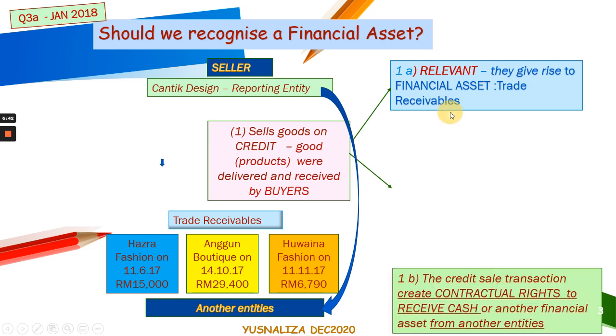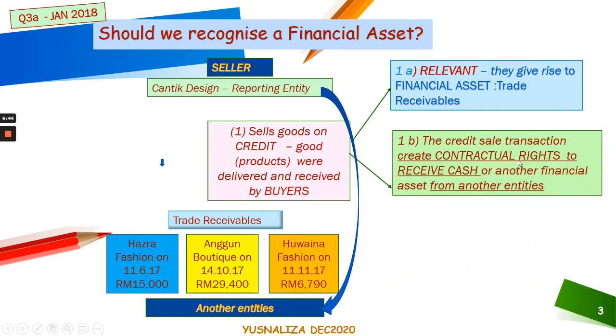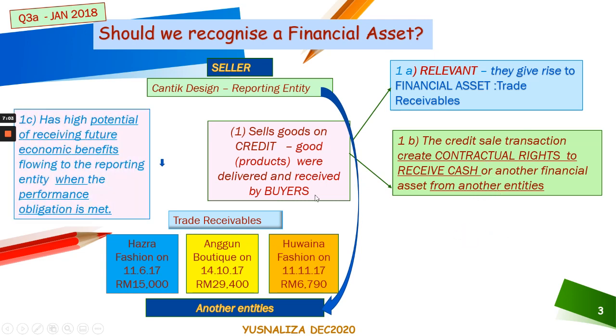So it is relevant. Why? Because the credit sale transaction creates a contractual right to receive cash. Here, because you have sold the goods to your customer, you are Chanti Design. When you sold the goods, you now have the right to receive cash from your customer, which is trade receivable. So therefore, you have a potential to receive economic benefits because the performance obligation, which is the sale of goods, were delivered and received by the buyer.